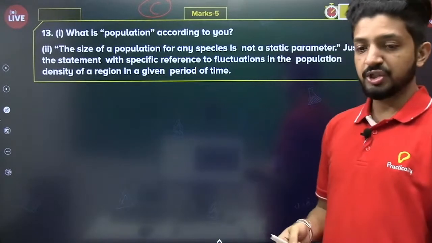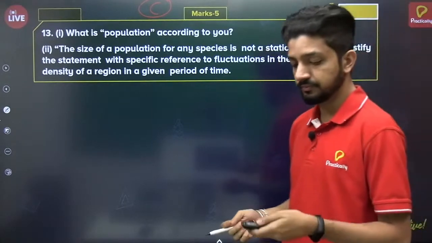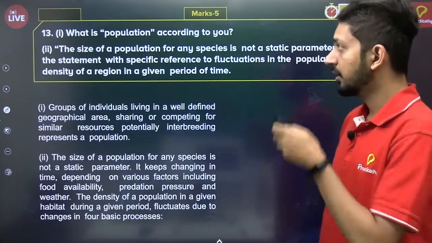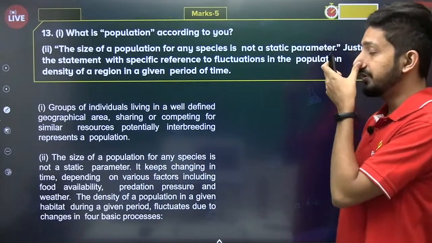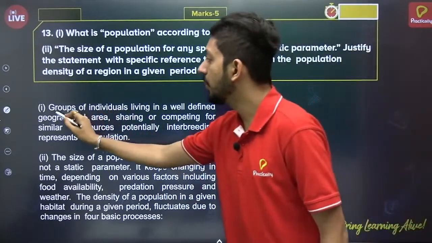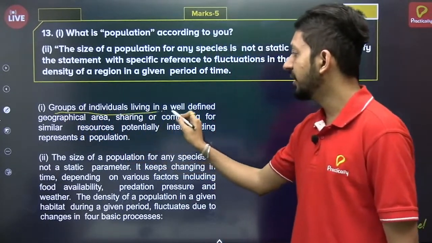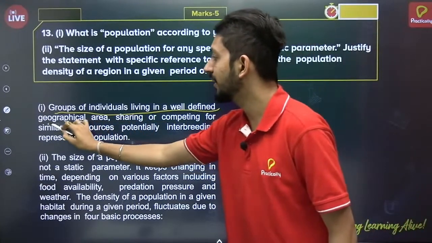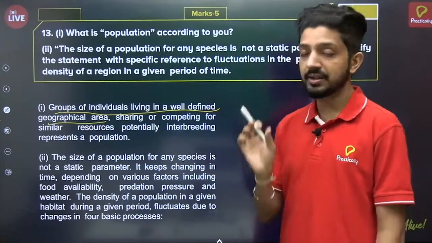So let's solve this question. First, what is population according to you? A simple definition of population is a group of individuals living in a well-defined geographical area. Every word in this statement is important.